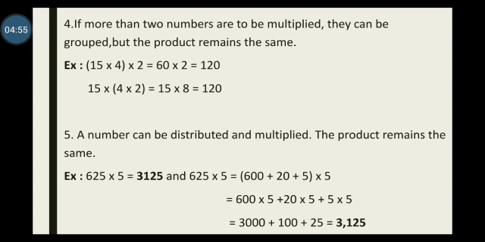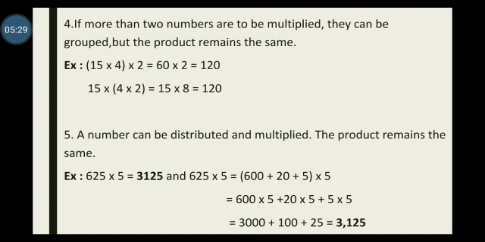But if we change the grouping, we multiply 4 and 2 first, we get 8. And then we multiply the product of 4 and 2 with 15. Again I will get 120. That means I can group the numbers which I have to multiply in such a manner that my multiplication becomes easier.